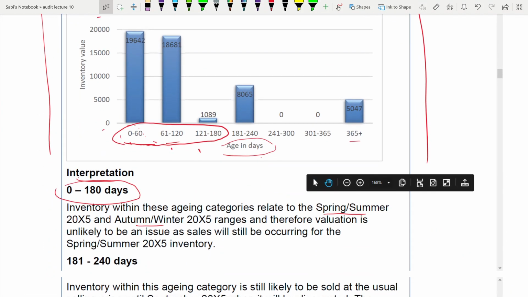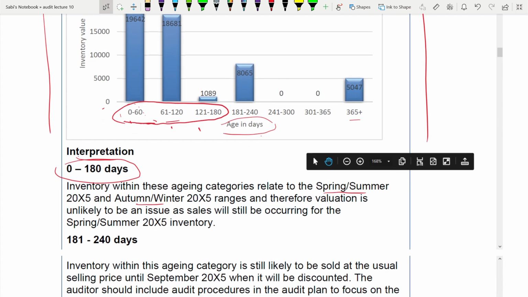So they'll be having both, in this where they'll be selling. Here valuation will not be an issue. Why? Because sales will take place. This is that range where they are going to have the categories for spring summer as well as autumn winter. Both ranges will be there, and still sale will be occurring for spring summer 2005 inventory. Sale of this range will take place during this time, during the 6 months period. So there'll be no issue in the valuation. There should be no issue. So this area is not likely to be risky.